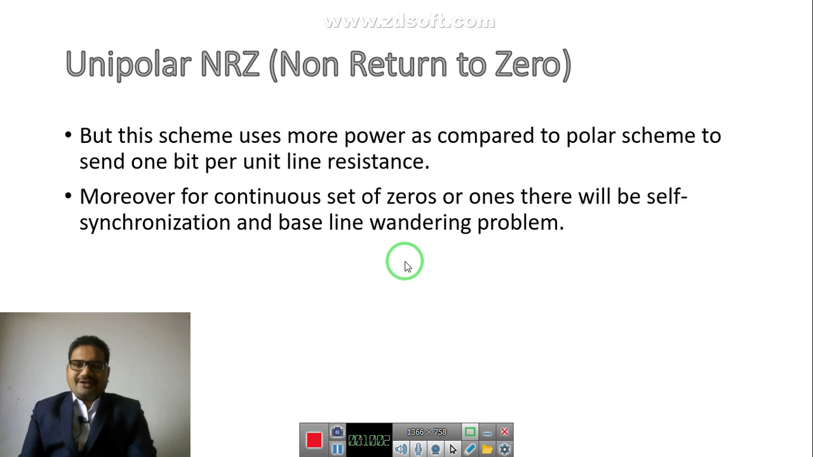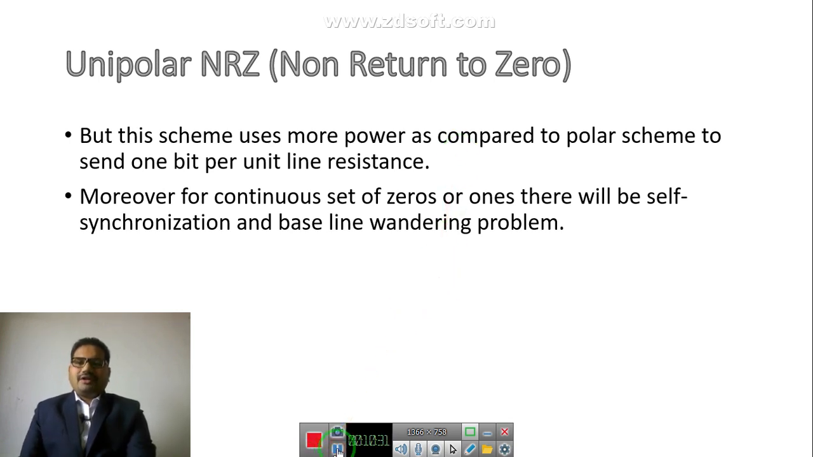But this scheme uses more power because each bit is of full duration, that is T. So it uses more power as compared to the polar scheme to send one bit per unit line resistance. Moreover, for a continuous set of zeros or ones, there will be self-synchronization and baseline wandering problems.